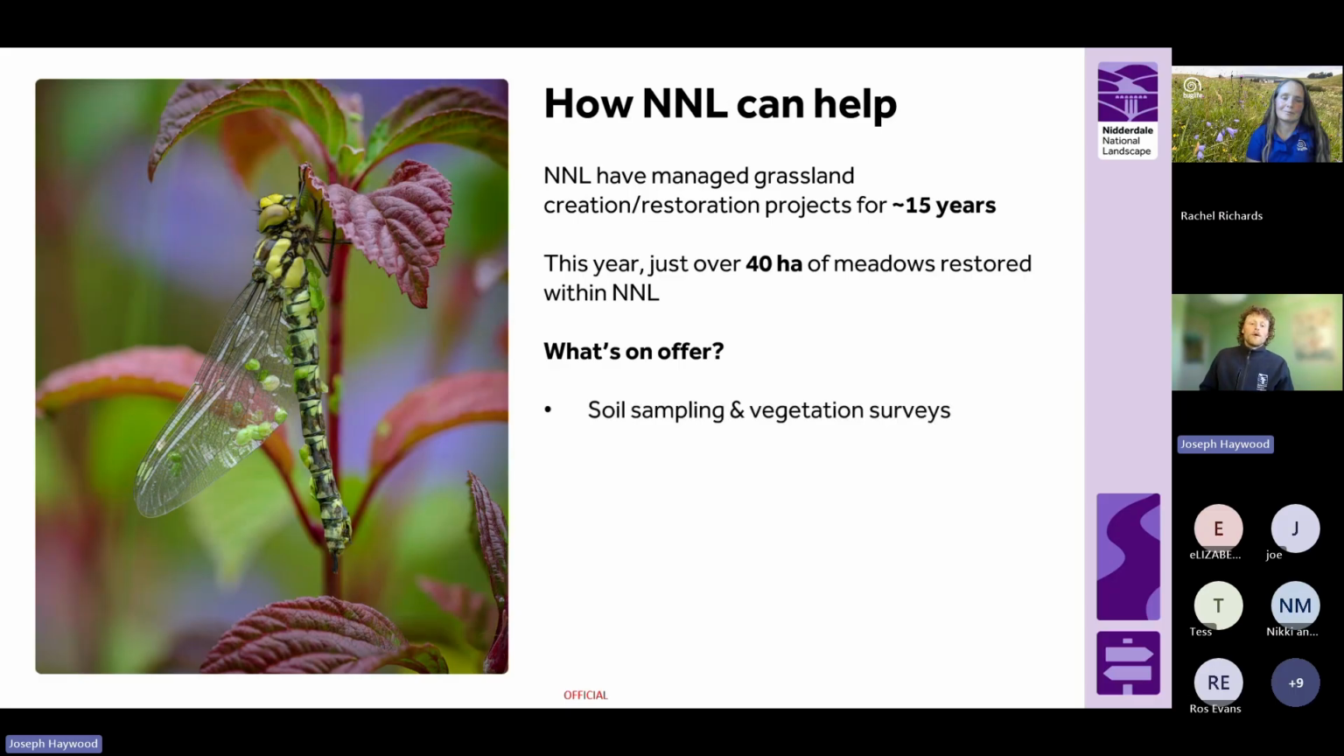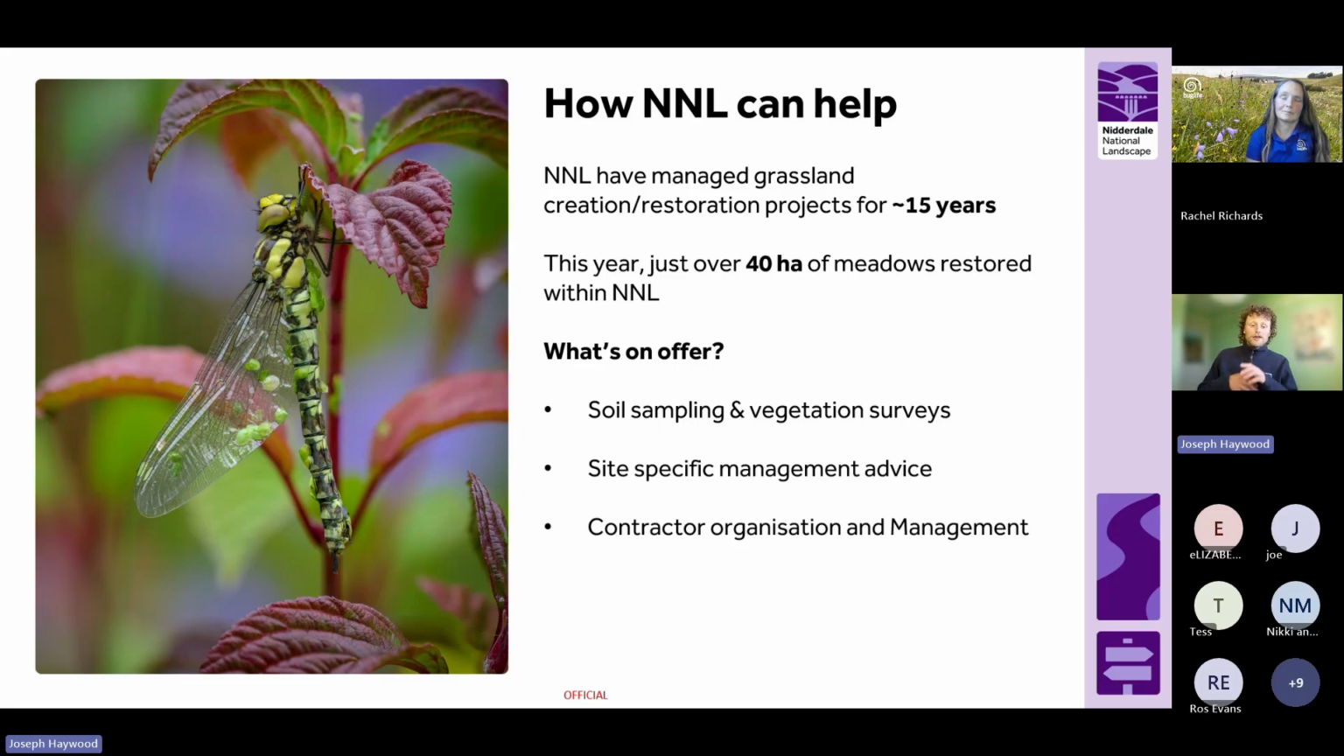So what's on offer? Well, we can provide soil sampling and vegetation surveys. We can create site-specific management advice that's tailored to your soil types, your aspect, your location, and your needs, what you want from that grassland. We can manage contractors and organise them to come and do the restoration. We can find you donor seed from species-rich wildflower meadows to actually help restore your grasslands.